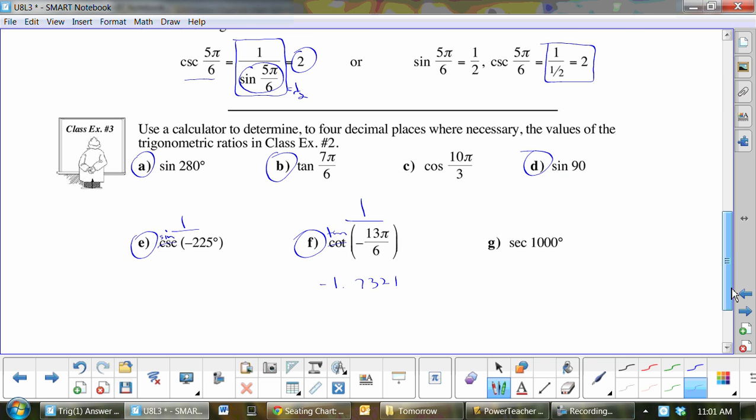Okay, E. Alex, you done E? No. Just go 1 over. Make sure you put it all in brackets. I don't know what happened to that one. Sienna, did you get E? Really? Is that what everybody's getting? No, I'm not getting that either. Okay, what are you getting?